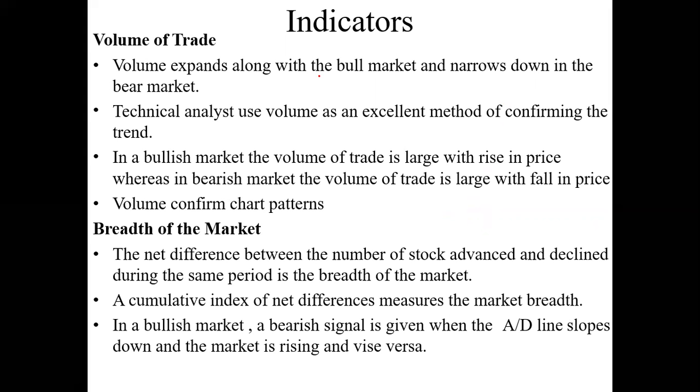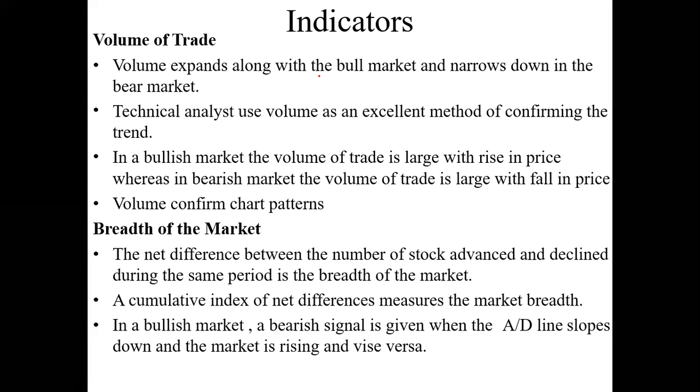When it comes to breadth of the market, the net difference between the number of stocks advanced and declined during the same period is the breadth of the market. So we take the difference between the number of stocks that have advanced and the number that have declined, and the period should be the same. A cumulative index of net difference measures the market breadth. In a bullish market, a bearish signal is given when the A/D line slopes down and the market is rising, and vice versa.